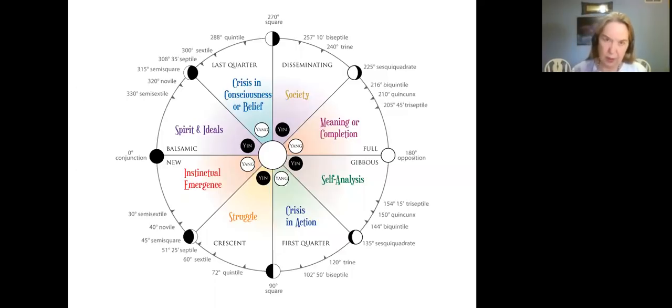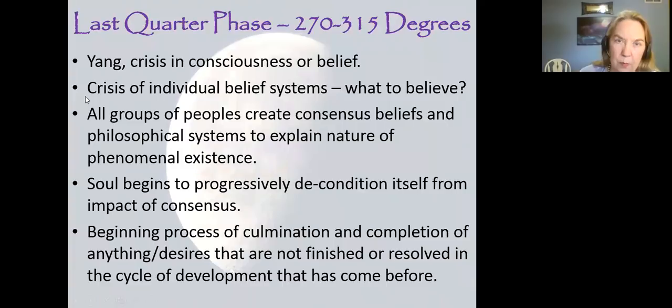And so as we get to that last quarter and then move into last quarter phase, this is where we have the dissolving of everything that we've put together with society. And yet that works for the last 90 degrees of the circle. And so from 270 to 315, we still have to function in society as it no longer feels like it's serving a purpose. So it brings up that famous crisis over what's it all mean? What do I believe? And so this is where that Capricorn consensus comes in.